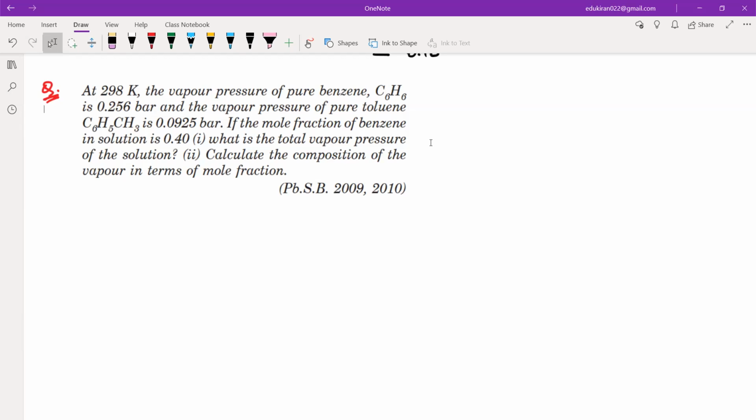Tell me that, and after that you calculate the composition of the vapor in terms of mole fraction. That is, how much benzene will be in the vapor phase and how much toluene will be in the vapor phase. Come on, please write this down. Let me know when you're done. Send the answers in chat. Also, let me know if you need any help somewhere while doing the question. If you need any help, just let me know.